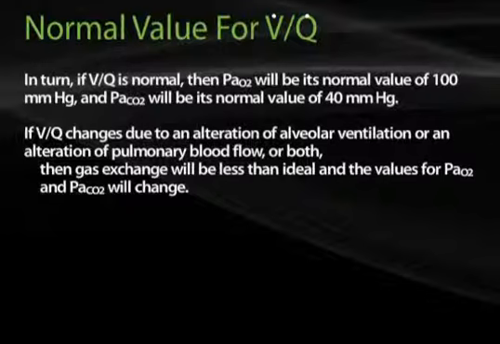If VQ is normal, then arterial O2 is normal at about 100, and arterial CO2 is normal at about 40. If for some reason we have a change in the VQ due to an alteration of alveolar ventilation, an alteration of pulmonary blood flow, or both, then gas exchange is less than ideal, and the values for arterial O2 and arterial CO2 can change.